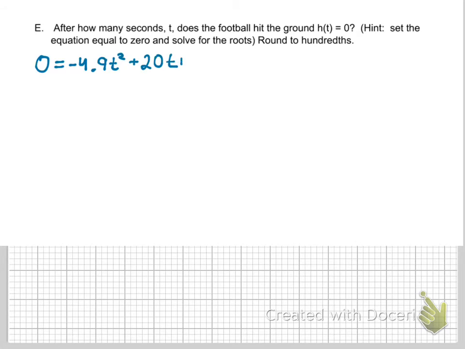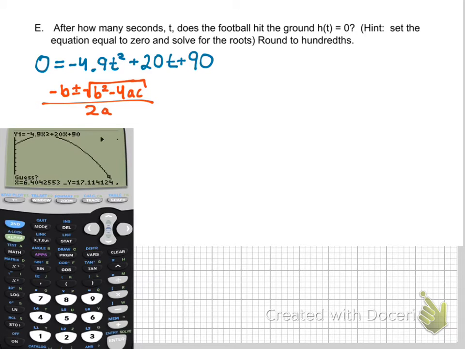The last question we have is, after how many seconds does the football hit the ground? Well, we could set this equal to 0, and this is now an equation where we could use the quadratic formula to solve it. The other thing we could do is graph it and find the zeros, or the x-intercepts. Now I'm going to show you right here, this is at the end where I've done left bound and right bound, and now I'm looking to make a guess.